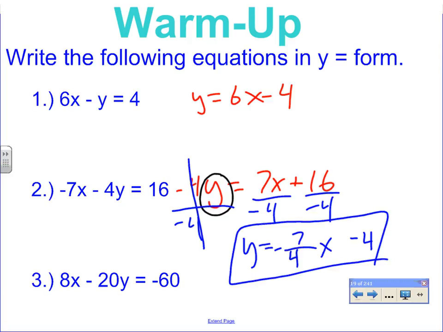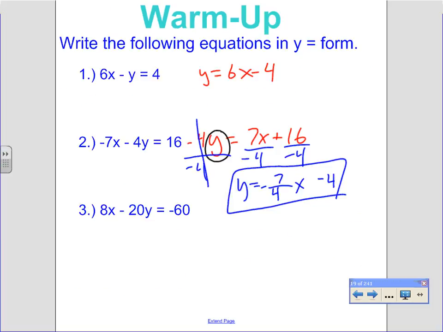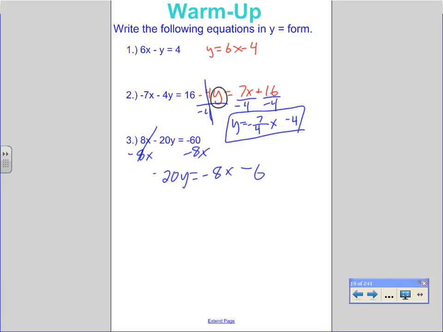Melissa, what did you get for number 3? 4x plus 30. No. What did you do first? Did you show your work? Okay, so minus 8x minus 8x. This goes away, right? You're left with -20y equals -8x. Move this. Minus 60. Okay, so you just wrote it wrong. Okay.